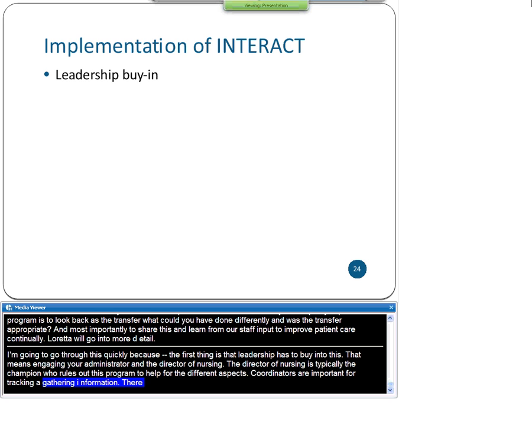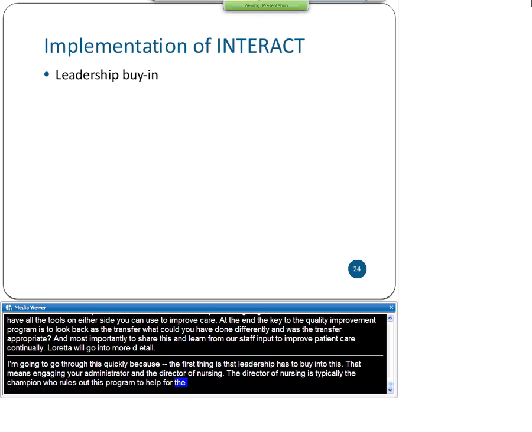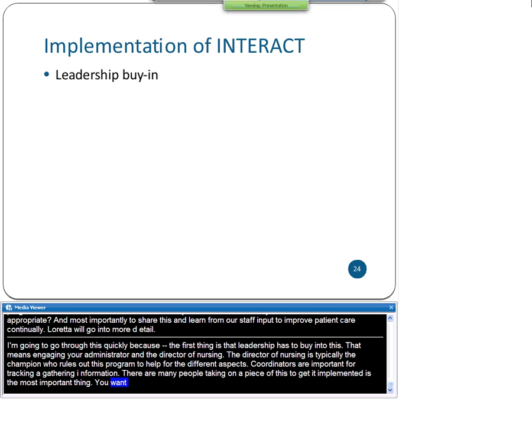You want to identify that one champion, one unit, for a week, a month, to roll it out and then spread it to your other departments. If you are subacute or long-term care, it's probably that you'll see the most action, as it were, in your subacute unit, so that might be a good place to start.